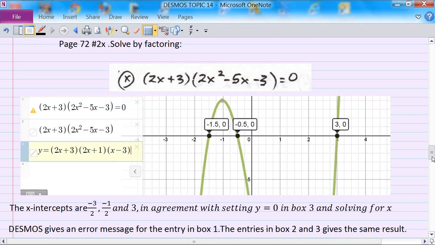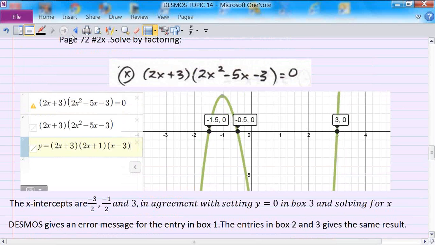Now here we have a more complicated problem, page 72, number 2x. If I put this in, I get an error message. It doesn't like that. If I just put this part in, it will draw the graph and show the intercepts. And you get exactly the same thing right over here. This is an insertion point, so don't worry about it. Sometimes when I do these, I forget to remove that or take it out of the box. So whether you use this or whether you use that, you're going to get this.